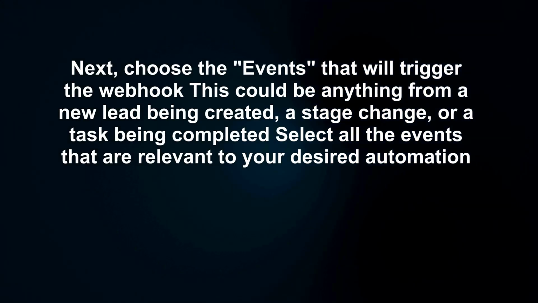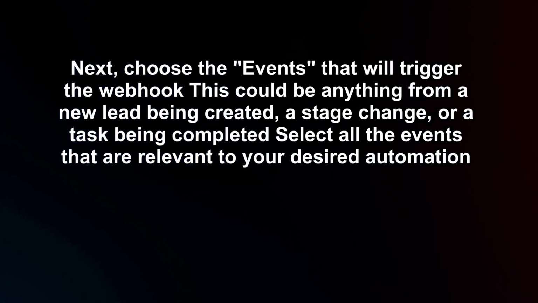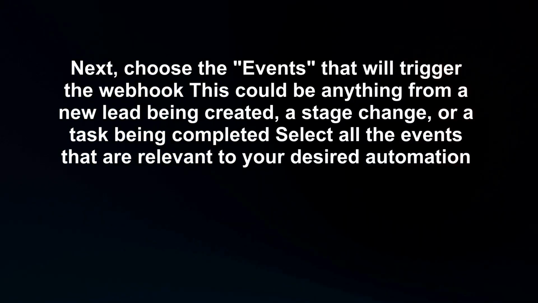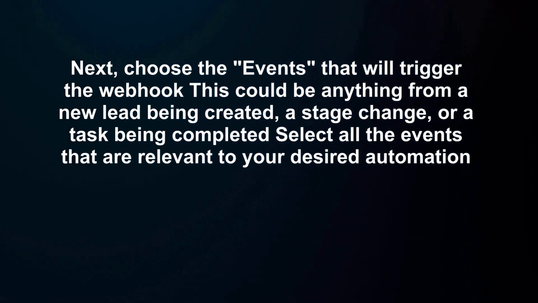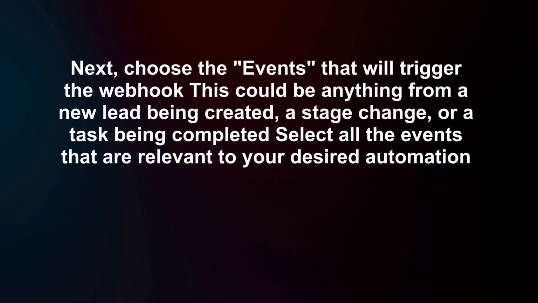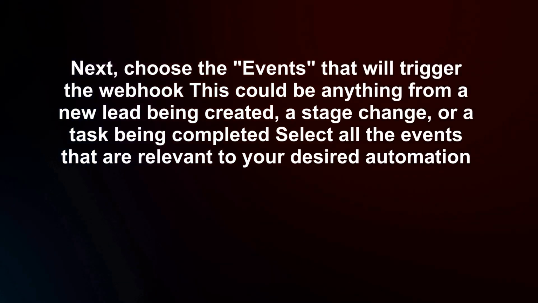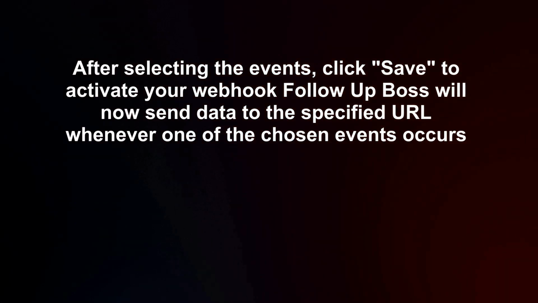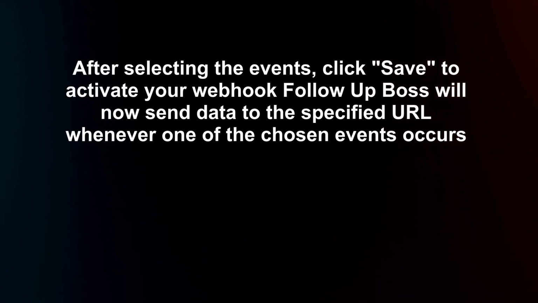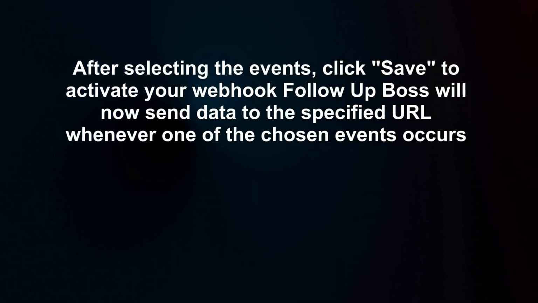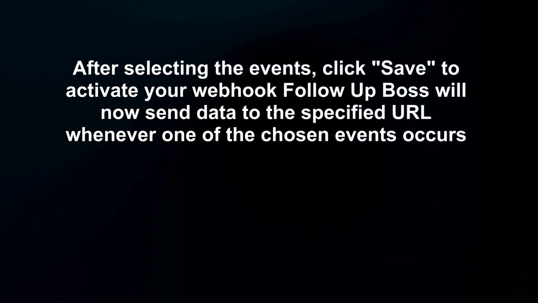Next, choose the events that will trigger the webhook. This could be anything from a new lead being created, a stage change, or a task being completed. Select all the events that are relevant to your desired automation. After selecting the events, click Save to activate your webhook. Follow-Up Boss will now send data to the specified URL whenever one of the chosen events occurs.